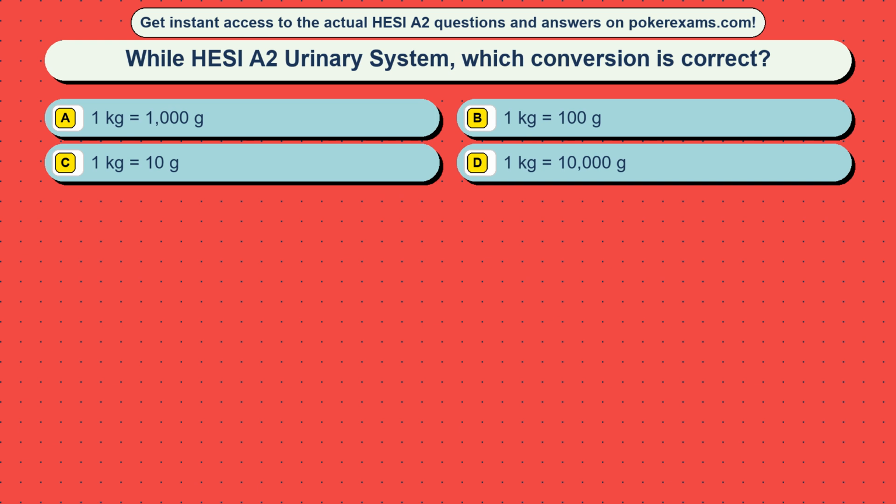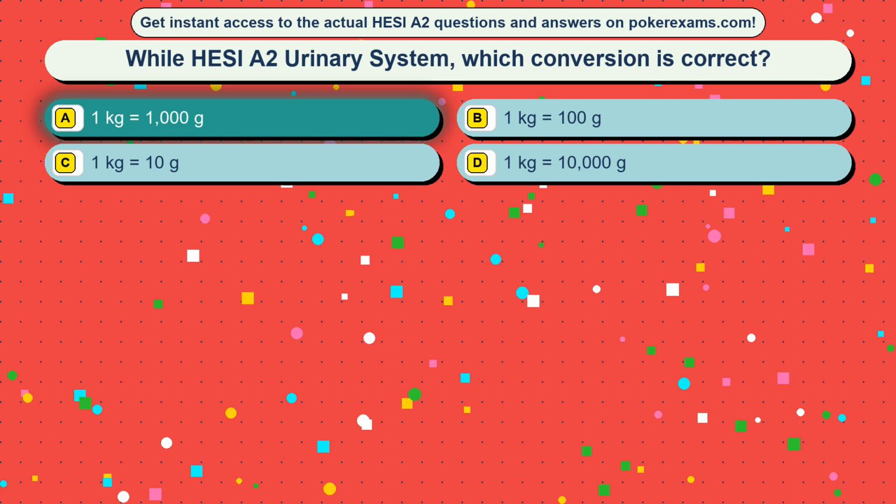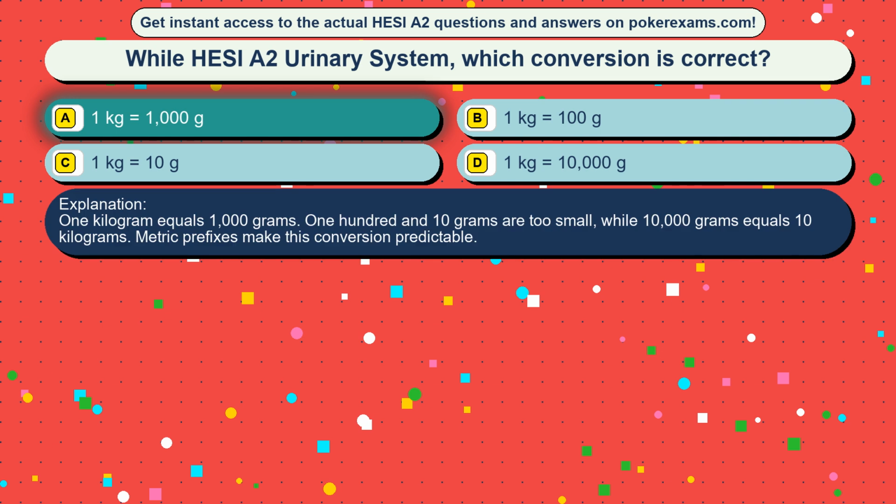Question 37. While HESI A2 urinary system, which conversion is correct? Option A, 1 kg equals 1000 g. Option B, 1 kg equals 100 g. Option C, 1 kg equals 10 g. Option D, 1 kg equals 10,000 g. The correct answer is option A, 1 kg equals 1000 g. 1 kg equals 1000 grams. 100 and 10 grams are too small, while 10,000 grams equals 10 kilograms. Metric prefixes make this conversion predictable.